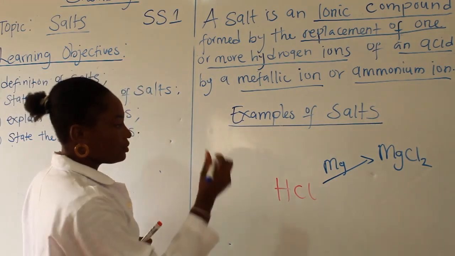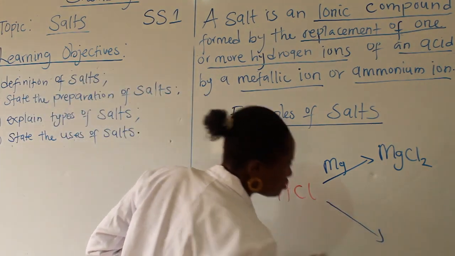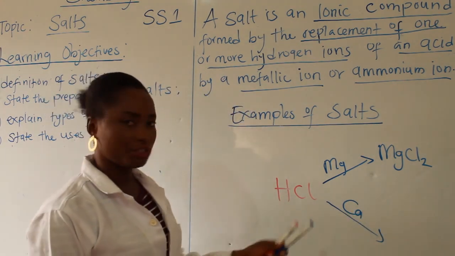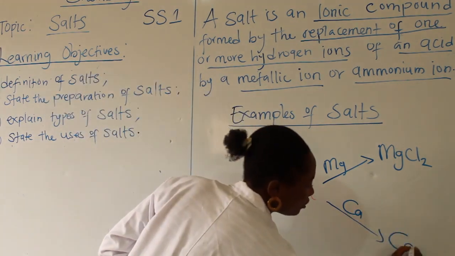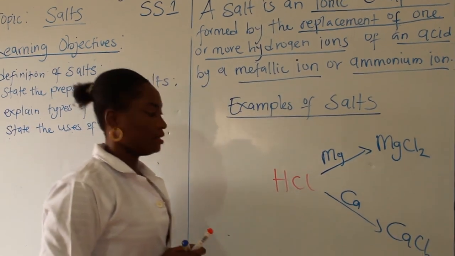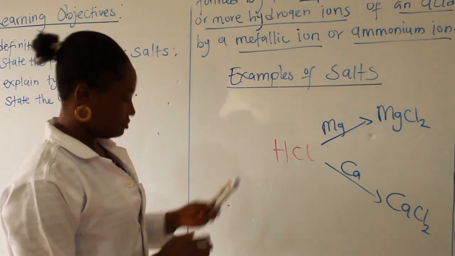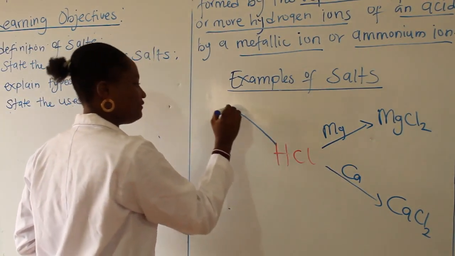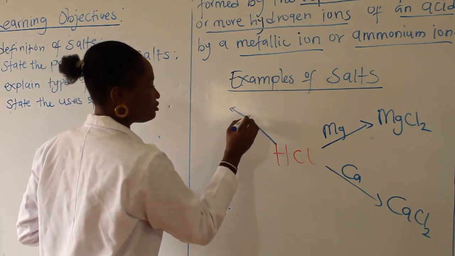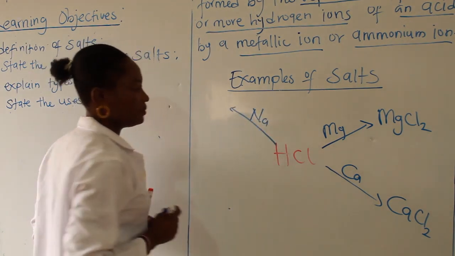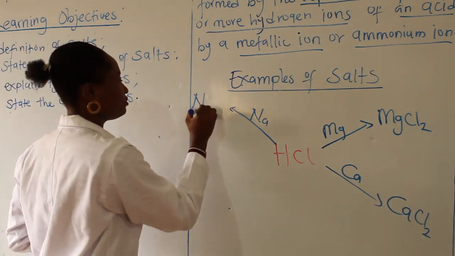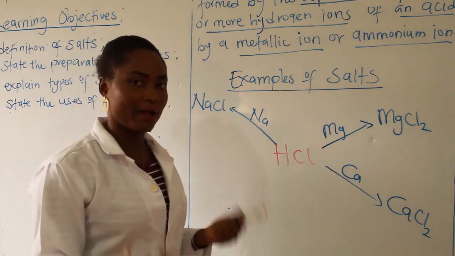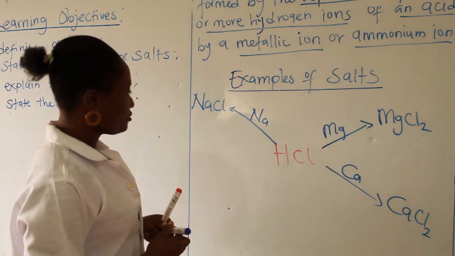Now I want to form another salt, but this salt will contain a metal called calcium. That means I'm changing hydrogen to calcium. So I'll have calcium chloride. This is another salt. Now, still from HCl, I can form another salt. What if I change the hydrogen with sodium, the metal, and then I form sodium chloride. This sodium chloride is your normal table salt, the one you have at home. So this is a salt, sodium chloride.